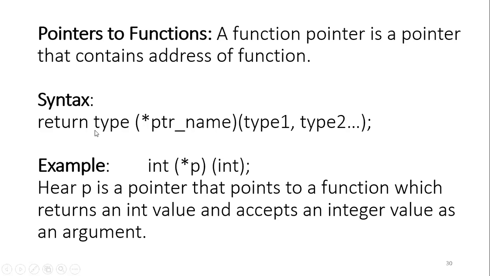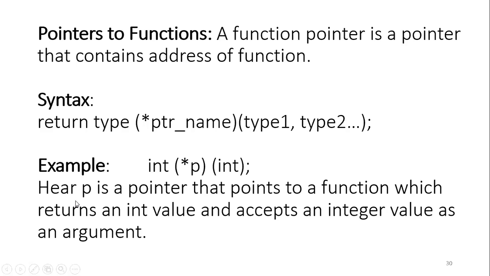The syntax for pointer to function is a return type. Return type can be any data type like int, float, char, double, etc. Then the pointer name. This pointer name should be enclosed inside the parentheses, and then the parameters, data type 1, data type 2, etc. Any type of parameter this function can have. For example, here I am considering p is a function pointer. p is a function pointer which contains the address of a function that accepts an integer variable and returns an integer.